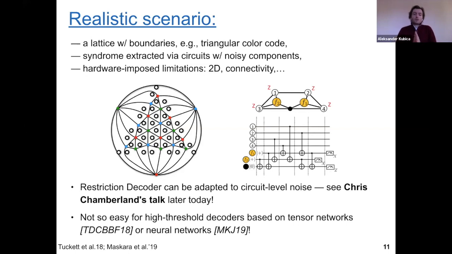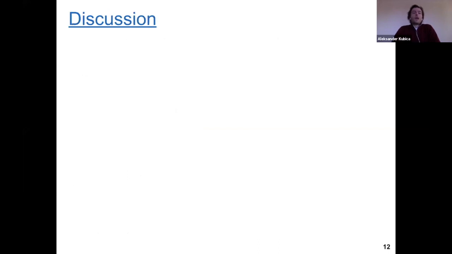What I would like to contrast the restriction decoder with is the following. It can be adapted to the circuit level noise model because it's quite simple. And this is not so easy for the other high threshold decoders, such as tensor network decoders or neural network decoders. And with that, I would like to summarize my talk.